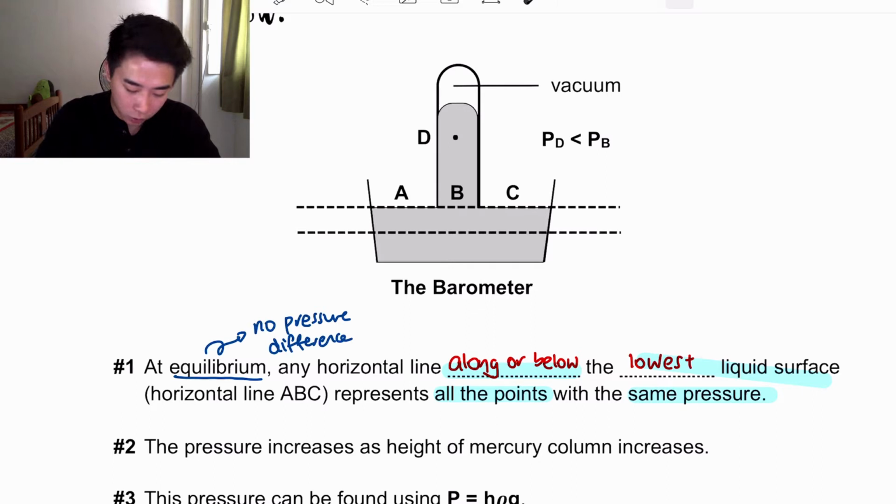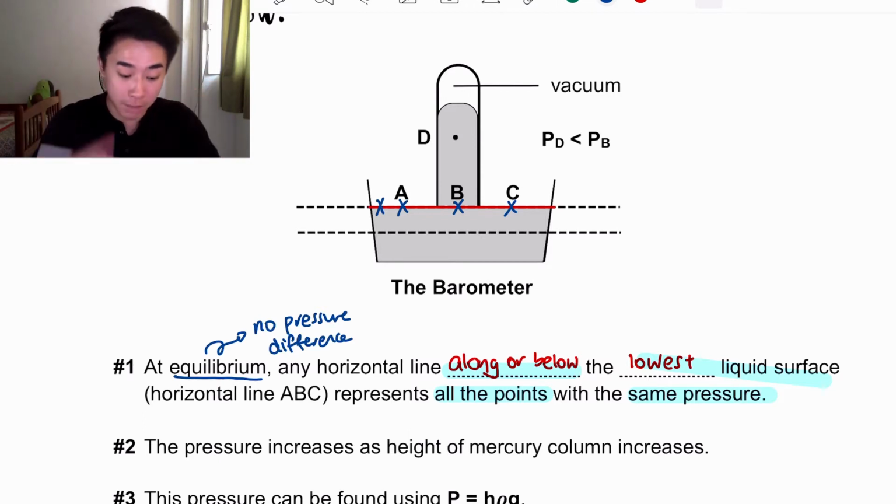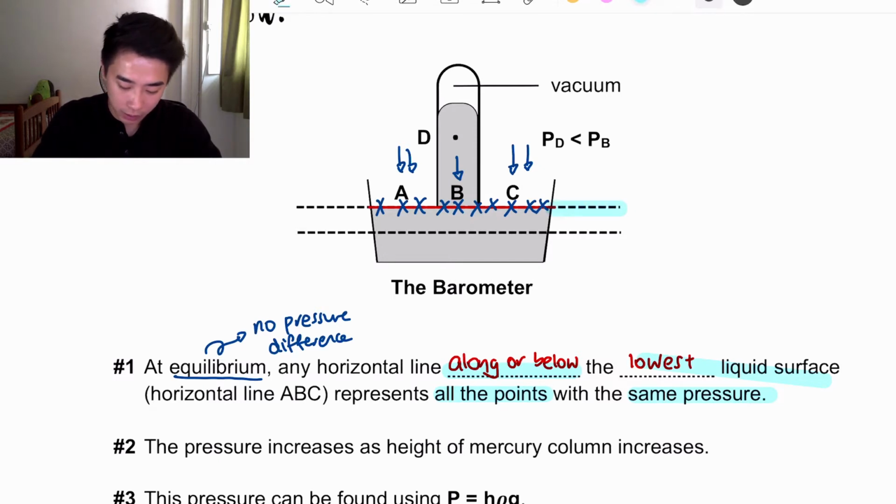What this means is that when I draw a horizontal line along the liquid surface, for example, any point along this line, for example here, or even at A, at B, or C, will be points with the same pressure. This pressure can be due to different things though. Like in this case, outside it is only due to atmospheric pressure at A and at C, but at B is entirely due to the mercury column. But it does not matter, because at any points on this line, the pressure will be the same. Take note that this does not apply to areas outside these parts.